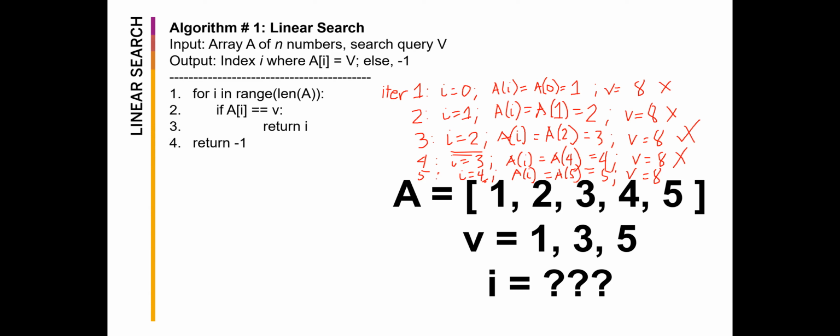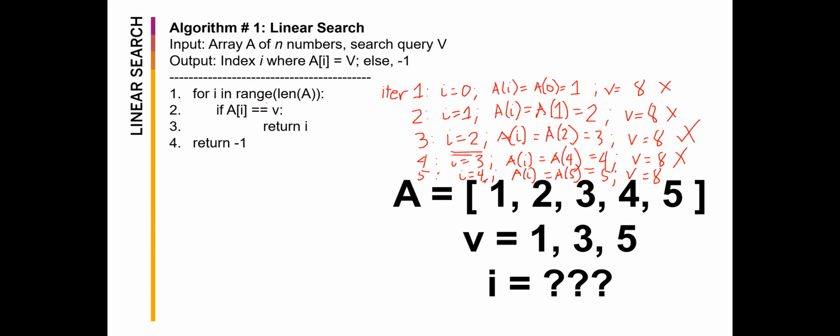At this point, what will be the status of the loop? Will it continue to I equals 5 or will it terminate? It will terminate, because we have reached already length A minus one.